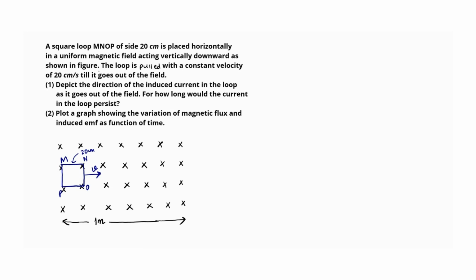So we are asked to show the direction of induced current in the loop as it goes out of the field. And we know when the loop goes out of the field, there is change in flux. So change in flux produces induced EMF and hence induced current. We are asked to calculate how long the induced current will persist in the loop, and to plot the variation of magnetic flux and induced EMF as a function of time. Clear? Now we have this diagram given.